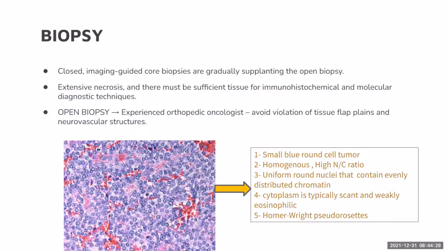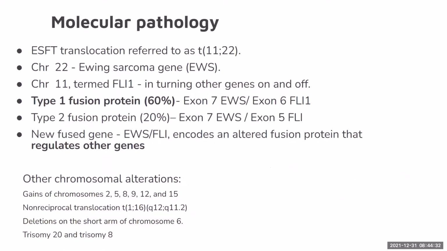Molecular pathology. Ewing sarcoma family tumor translocation, commonly referred to as EFT, is found. Chromosome 22 has the Ewing sarcoma gene, which is translocated to chromosome 11, which has the FLI gene, that is Friend of Leukemia. In 95% of patients, you will see fusion of EWS with FLI1, but other non-translocated EWSR1 and non-EFT translocations are also found.